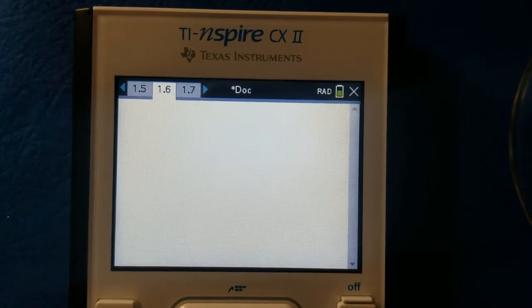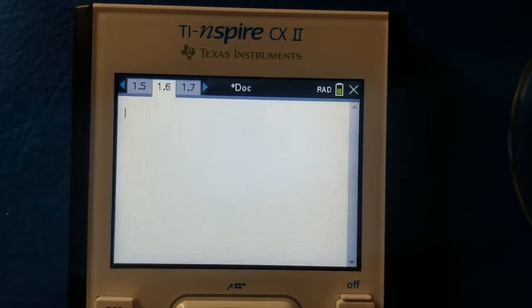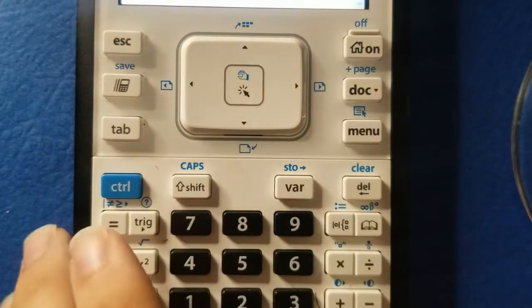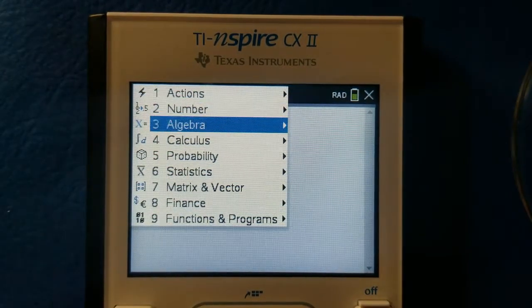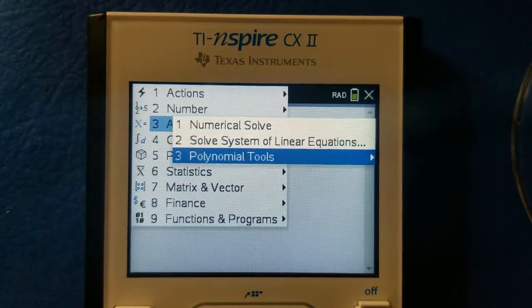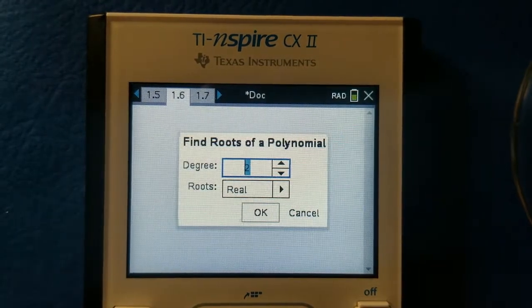Okay, so to get an actual number from that equation, you're going to turn to your calculator. So, you press the menu button, which is right here, and then you go to number 3, algebra, number 3 again, polynomial tools, and then you find the roots of the polynomial. That'll bring you to this screen.